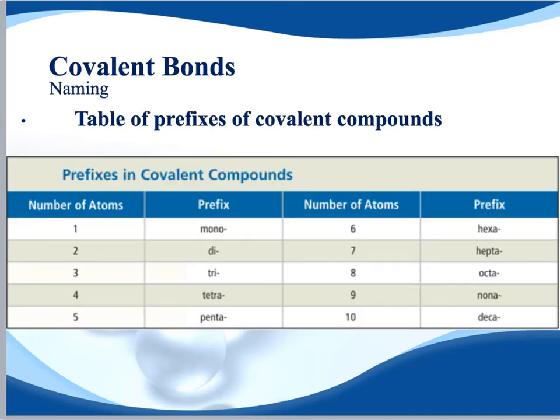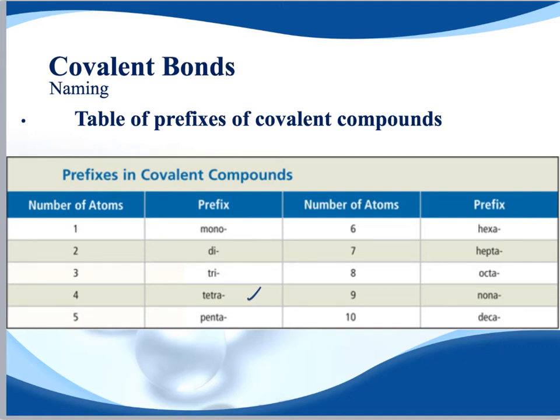Okay, so here are the prefixes that we are going to need to put in. And we'll talk about sometimes where you don't actually need to use it. There's one instance where we can drop a prefix. But the prefix for 1 is mono, 2 is di, 3 is tri, 4 is tetra. That's usually the one that I get the most mistakes on from students. They use like quad or something like that. But 4 is tetra, 5 is penta, 6 hexa, 7 hepta, 8 octa, 9 nona, 10 deca.